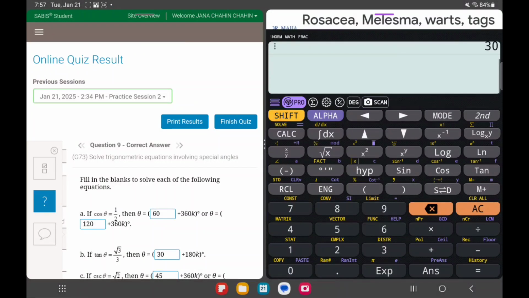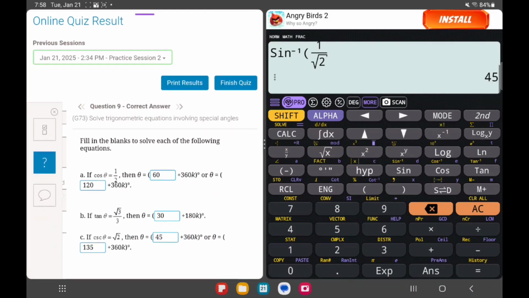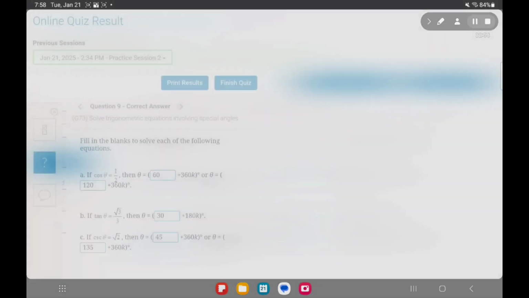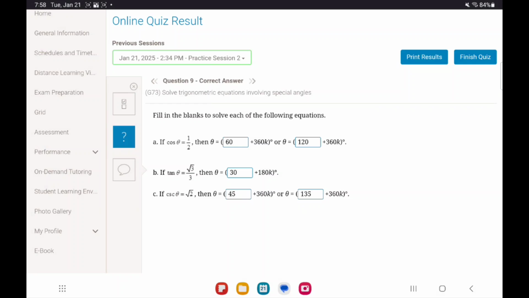Shift sine 1 over radical 2. Sorry, what did I do? Radical 2. So 45. Okay. And cosecant rotates every 180 like sine, because it's literally sine but 1 over sine, okay? So 180 minus 45 equals 135. That's how you find the answer.